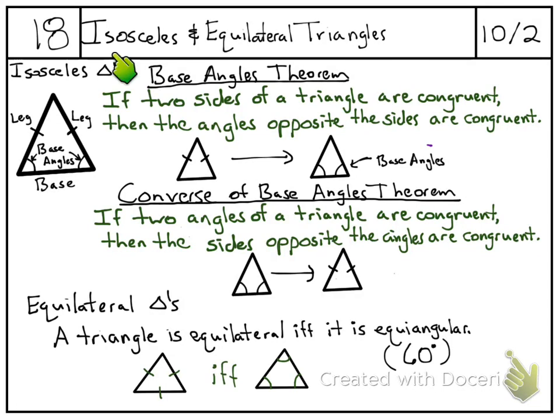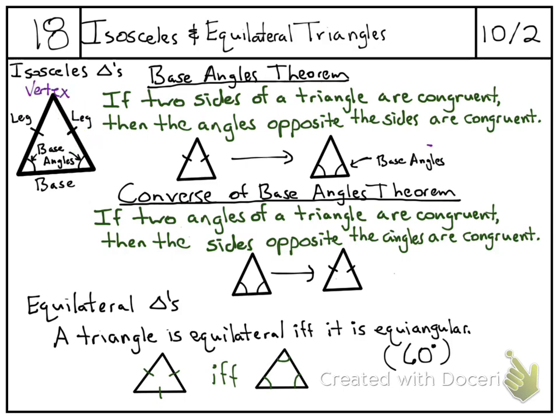We're looking at isosceles and equilateral triangles. So first off, with an isosceles triangle, we have two congruent legs, and that's what makes it an isosceles triangle. The third side we're going to refer to as the base. Next to the base are the two base angles, and this other angle up top, which I didn't label, is the vertex angle.